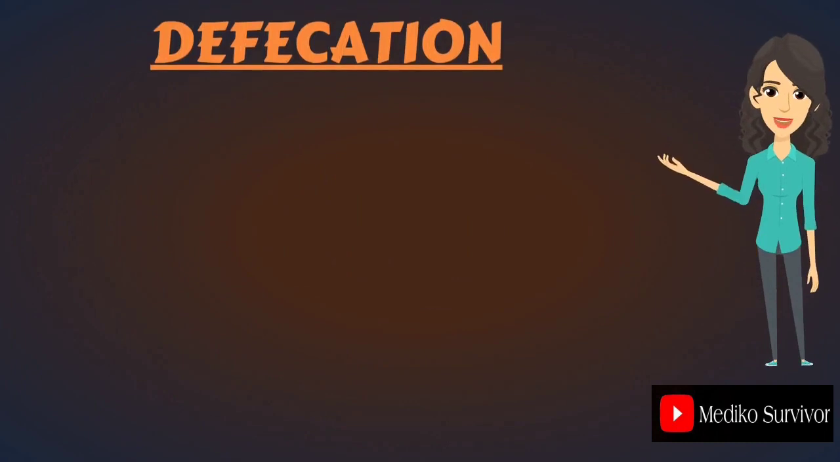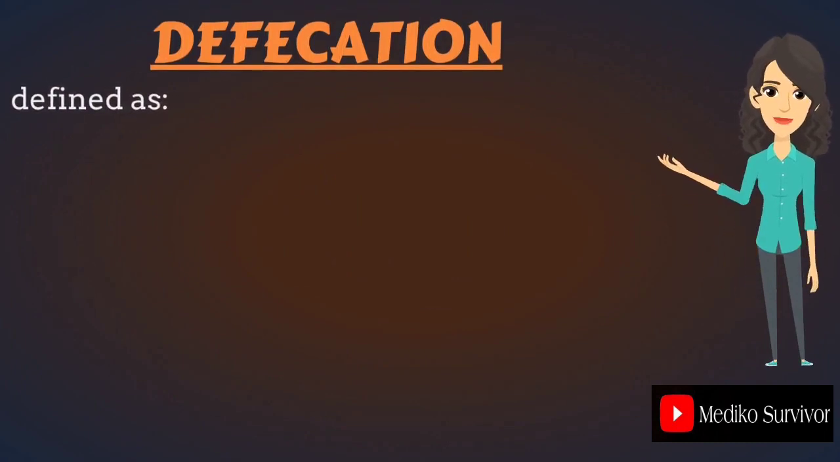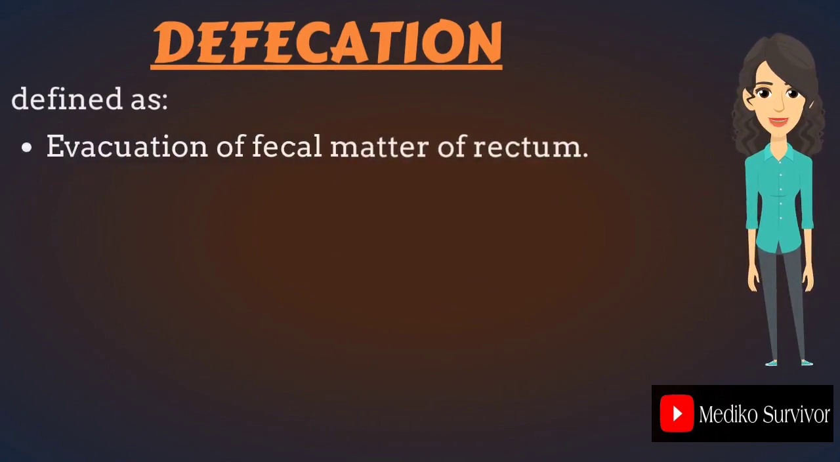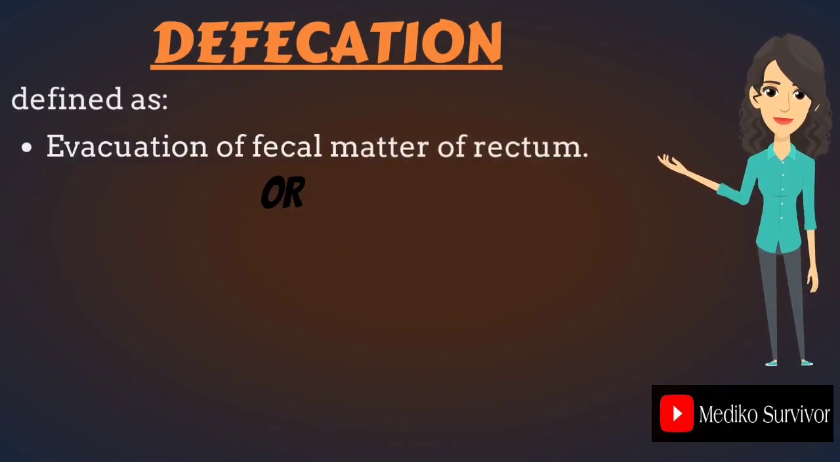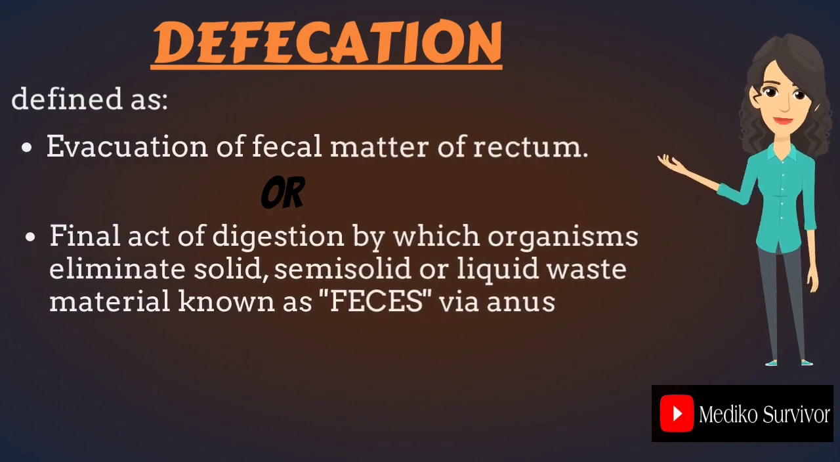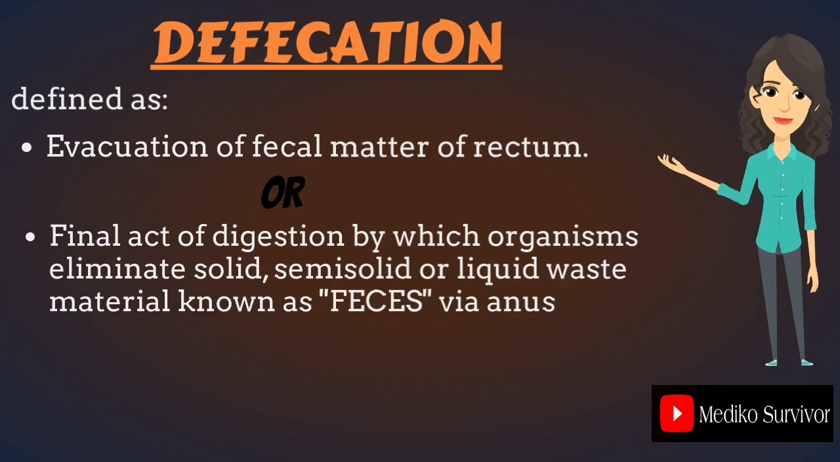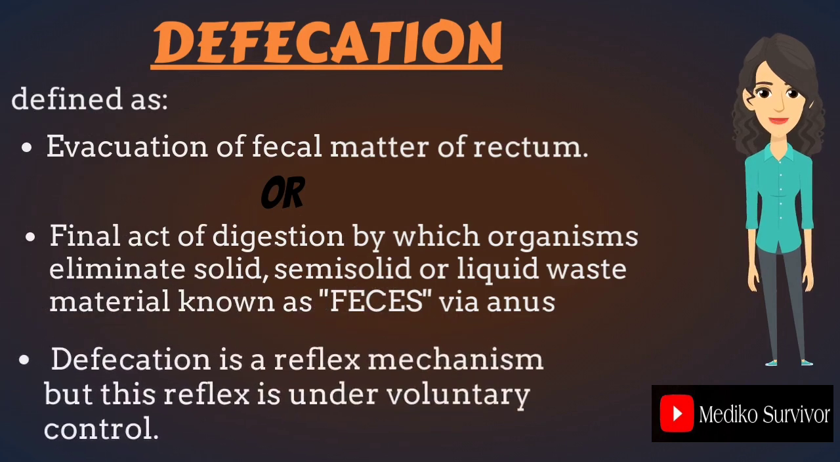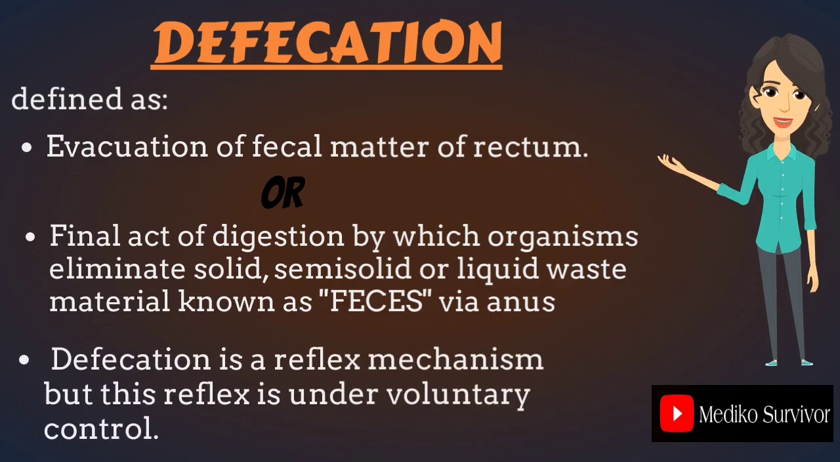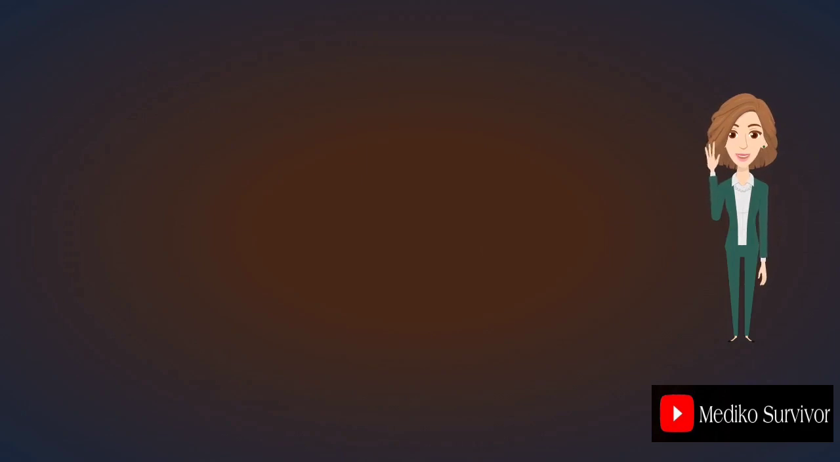The last process is defecation, which is defined as the evacuation of fecal matter from the rectum, or the final act of digestion by which organisms eliminate solid, semi-solid, or liquid waste material, known as feces, via the anus. Defecation is a reflex mechanism, but this reflex is under voluntary control. Here ends the physiology of digestive system.